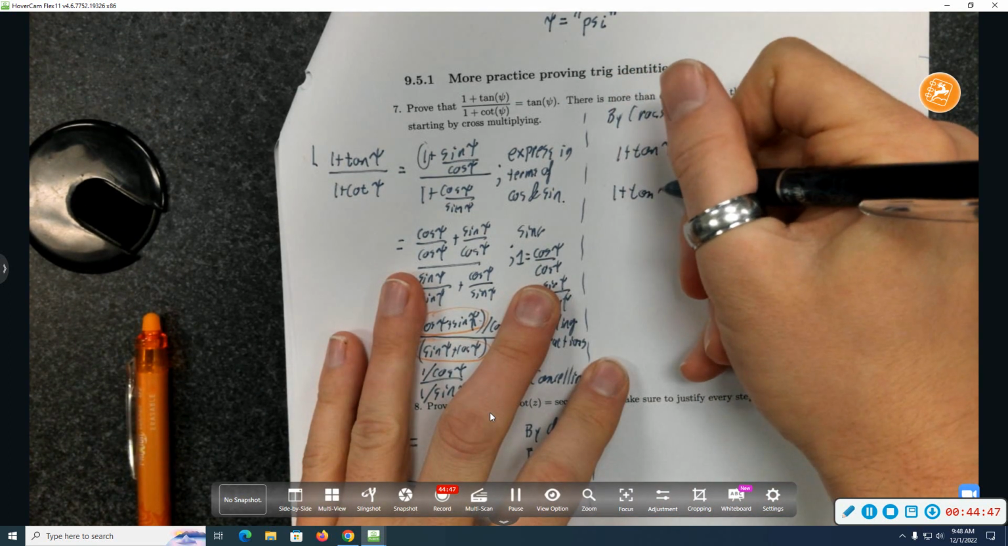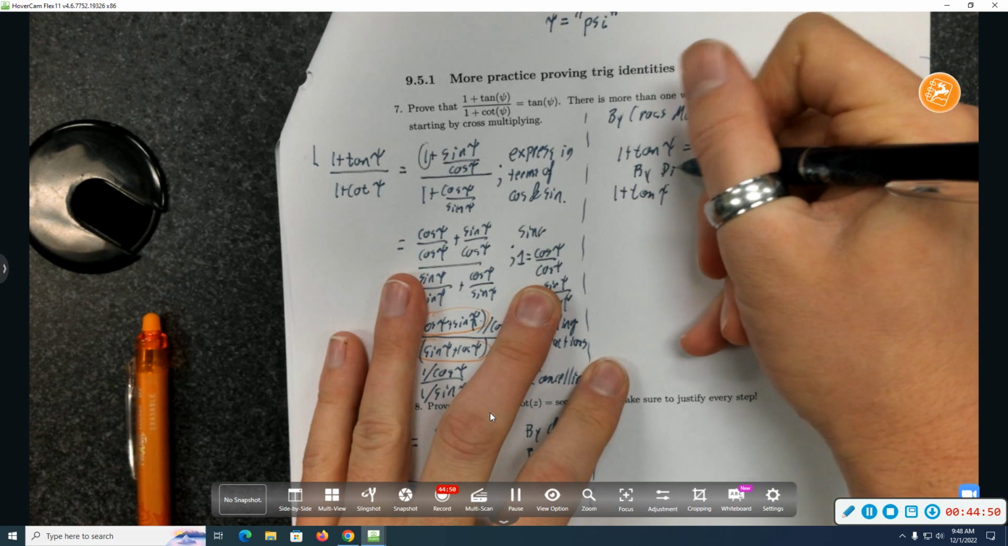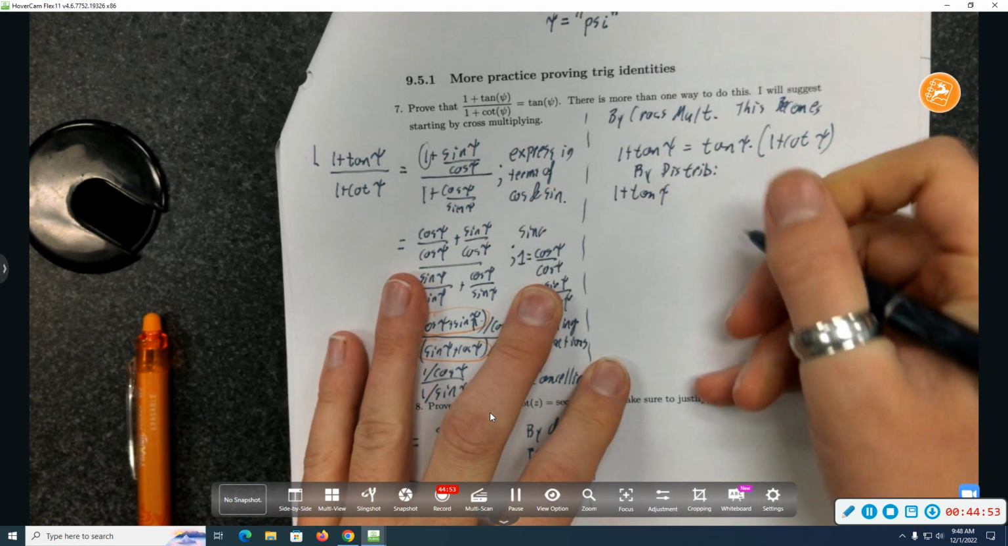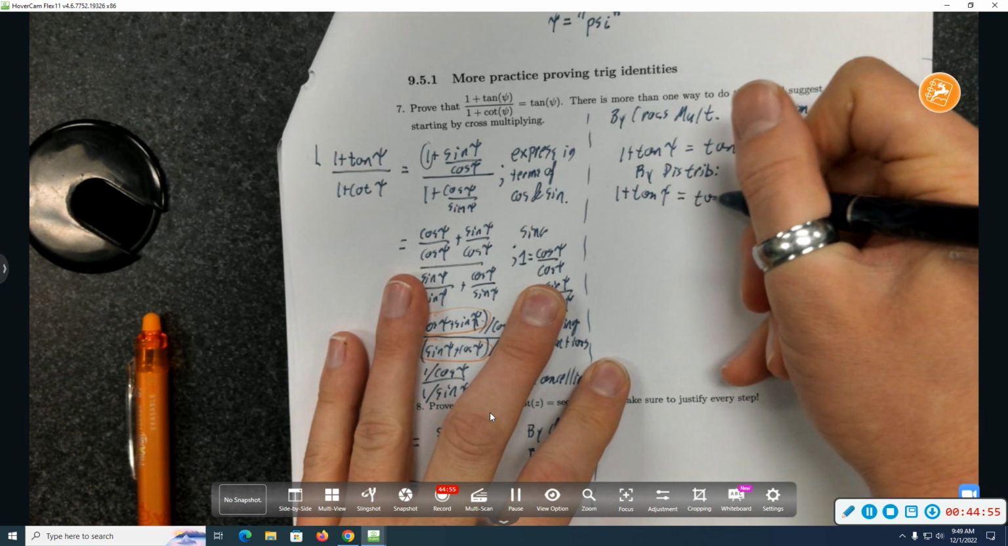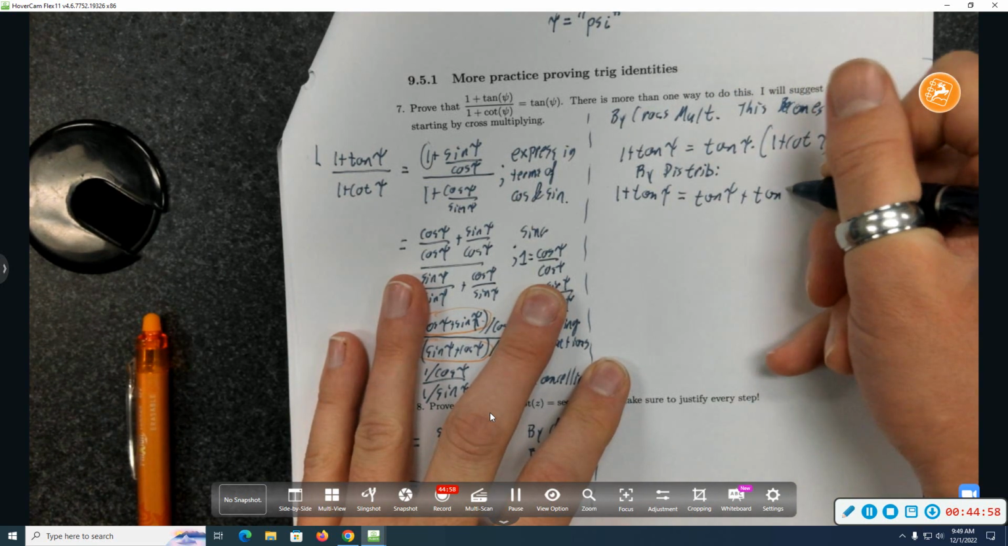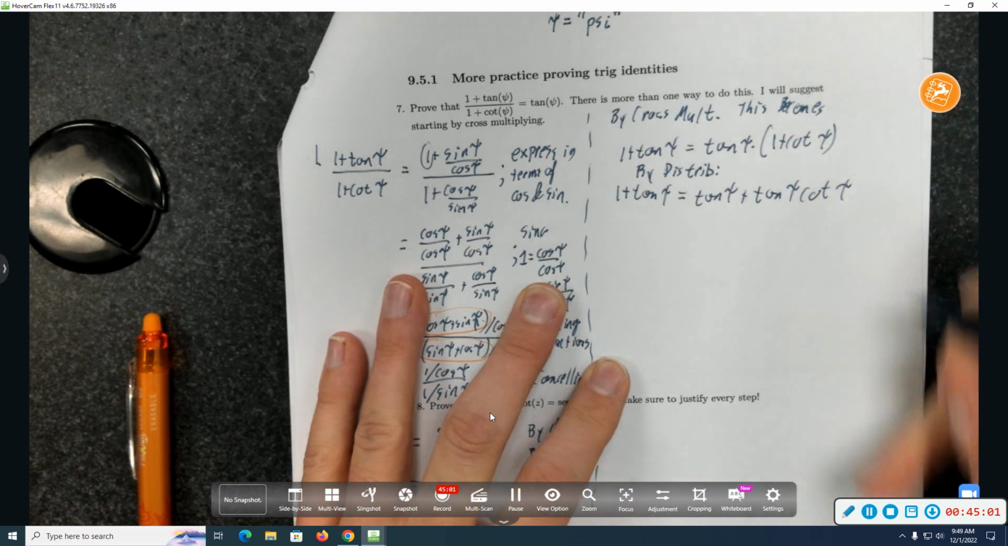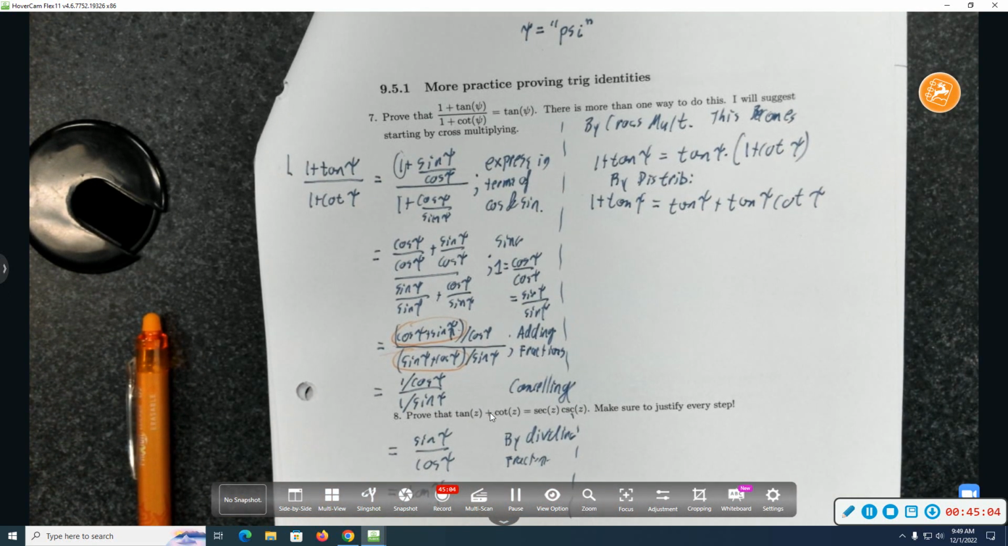1 plus tangent psi, so by distributing, this becomes 1 plus tangent psi equals tangent psi plus tangent psi cotangent psi. And I know you said you gave up after this point, but do you see something that you could do here in addition to rewriting in terms of sine and cosine? Is there something in common on the left and right hand side? They both have a plus tangent.